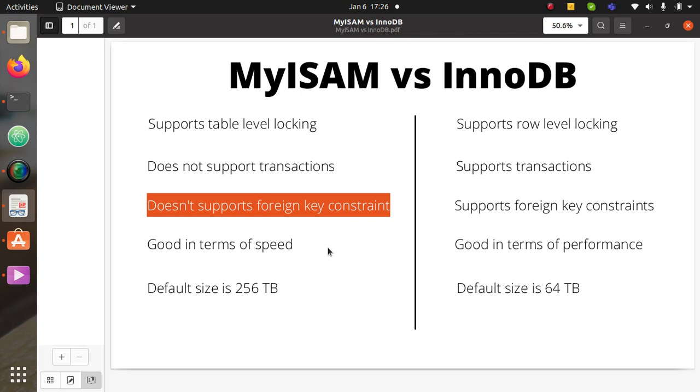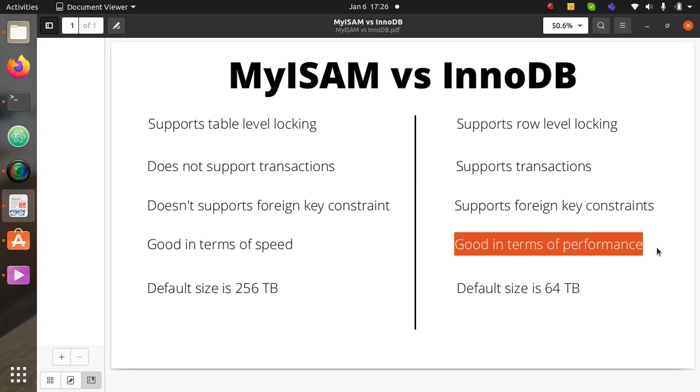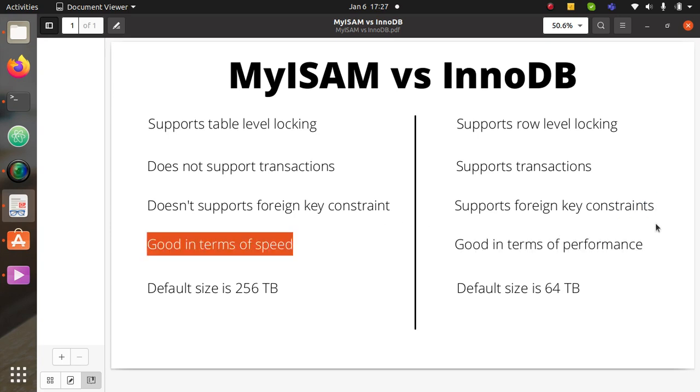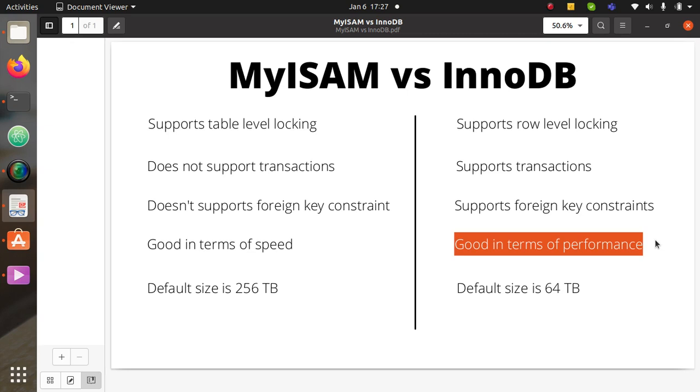Next is MyISAM is good in terms of speed. However, InnoDB is good in terms of performance. What does it mean? Whether you opt for MyISAM or InnoDB depends entirely on the set of requirements that your application demands. If you are looking for better speed with respect to your application, you can go with MyISAM. And if you look for better performance, you can go with InnoDB.